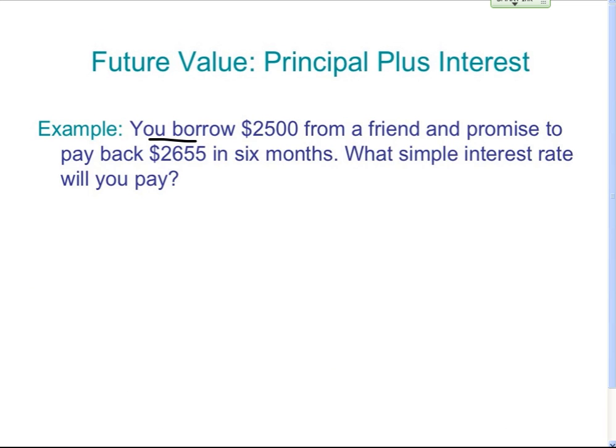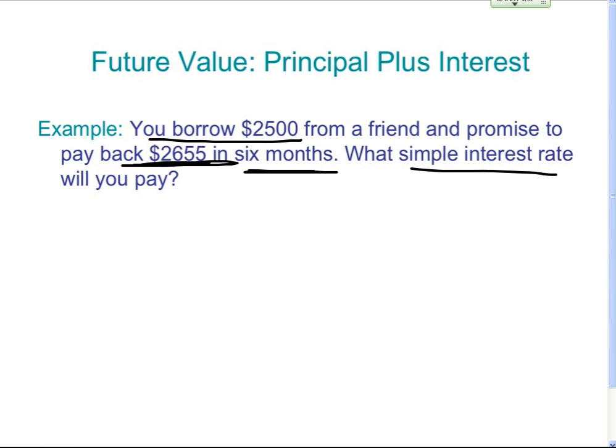Now, you borrow $2,500. You promise to pay it back at $2,655 in 6 months. The question is, what's the interest rate? So you're going to use the same formula.